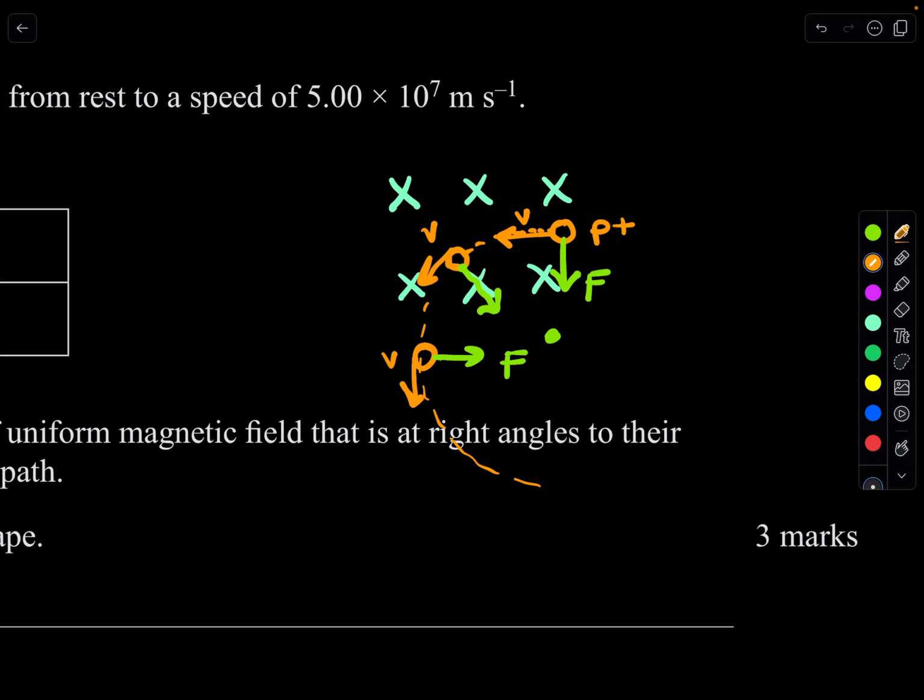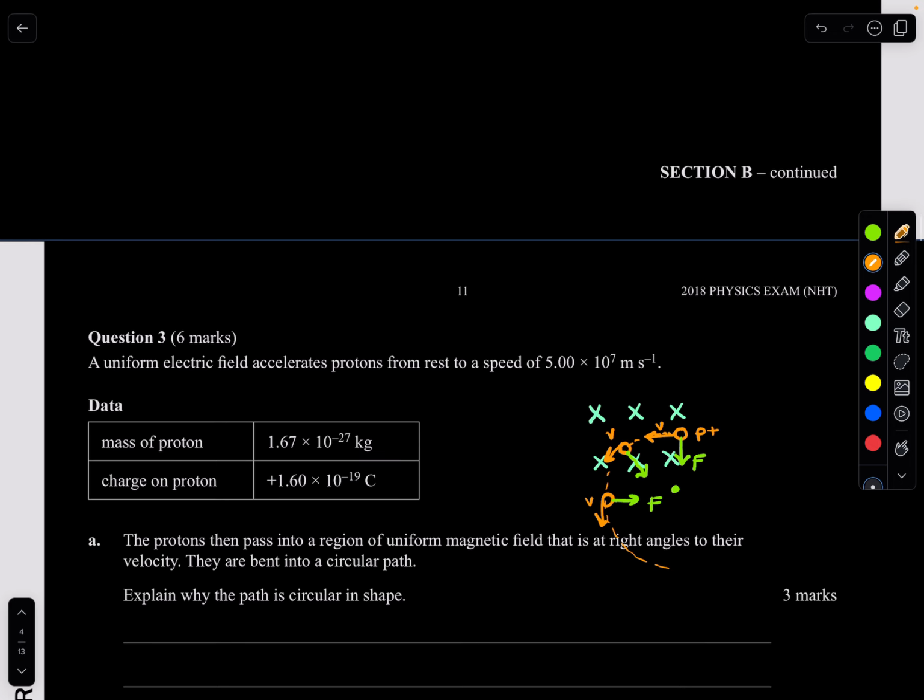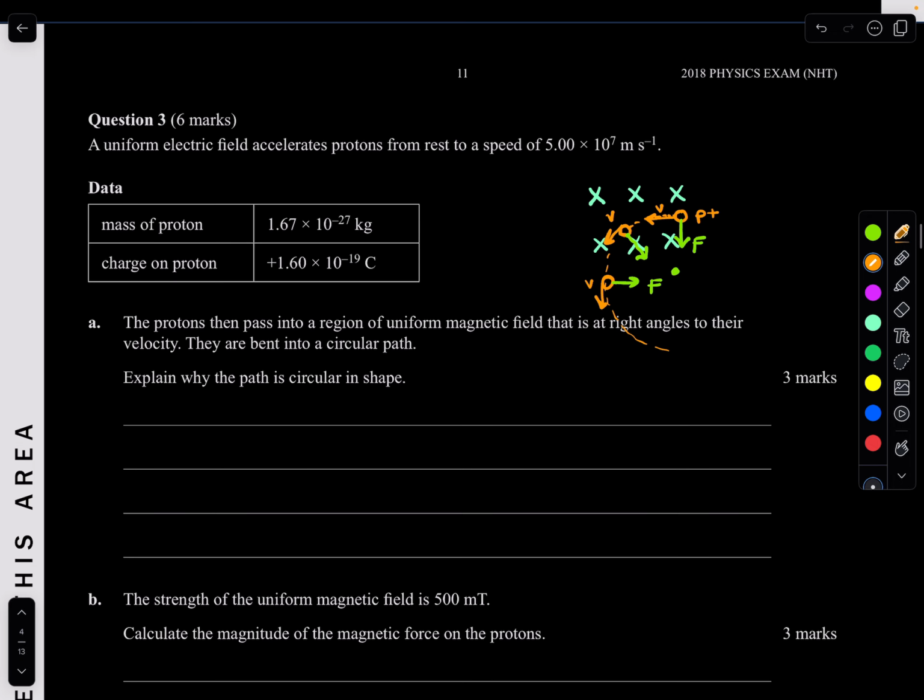That's why there is always this centripetal force being produced towards the center of the circle. So it's just going to go through this circular path. I hope that easily explains it. And now, let's write. How can we write this? So question 3a, let's do this.